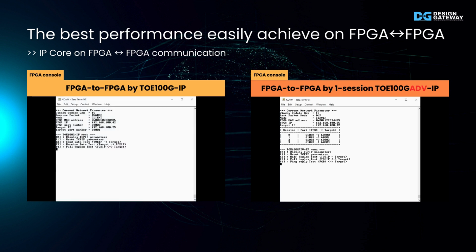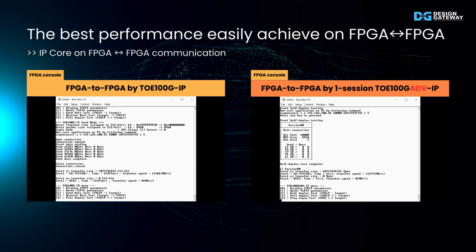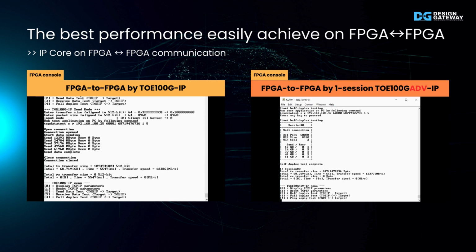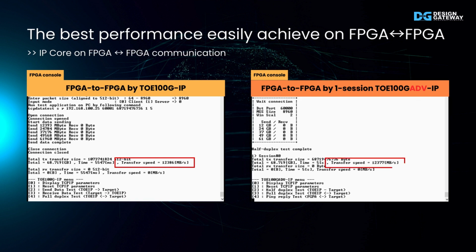Despite improving communication with CPU-based endpoints, TOE 100G Advance IP maintains its excellent throughput in pure FPGA environments. The average performance of a single active TOE 100G Advance IP session remains comparable to the previous TOE 100G IP, achieving approximately 99% of the 100 gigabit Ethernet potential.